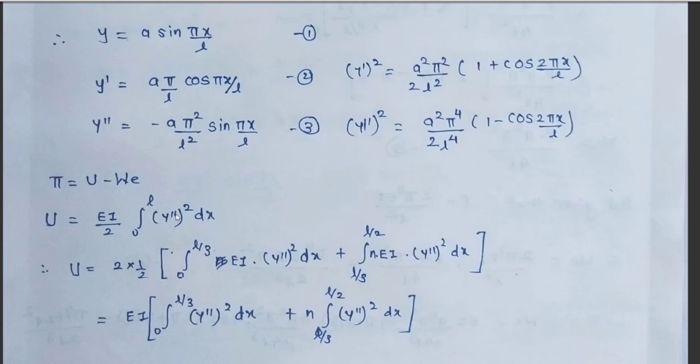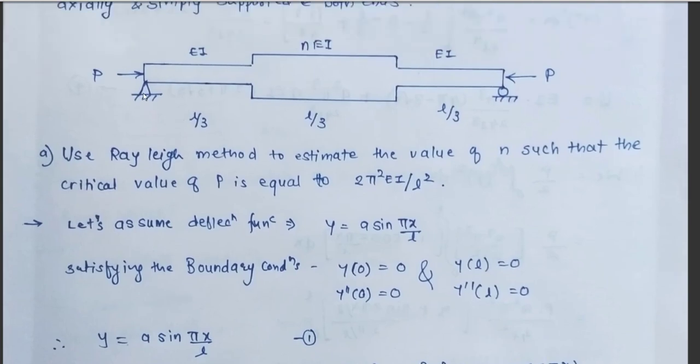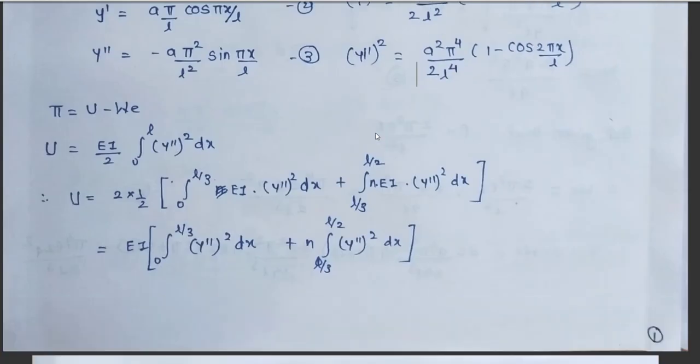Integration of y double dash square dx. Means this is the equation y. You have to differentiate it, that is y dash, then differentiate it, it will be y double dash, and its square, y double dash square, and you have to integrate this and apply limits. And in that also the limits are different: 0 to l by 3, l by 3 to 2l by 3, and 2l by 3 to l. Like that you have to integrate.